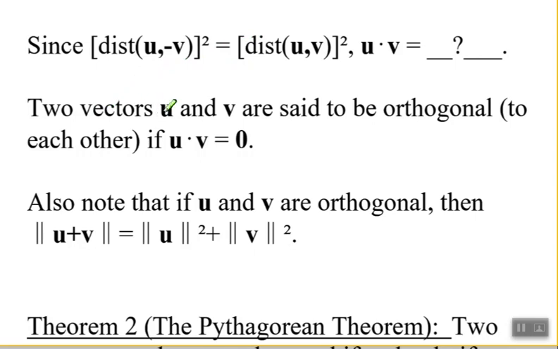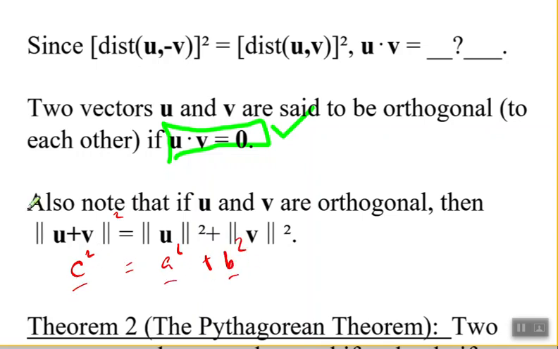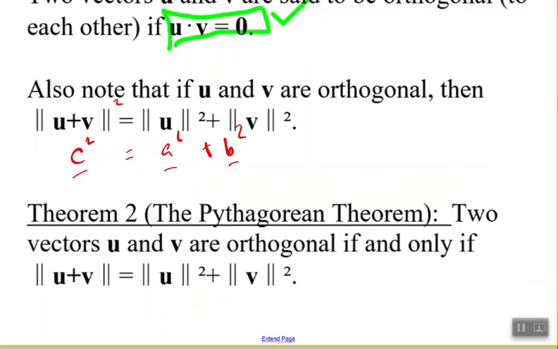So if u and v are said to be orthogonal, this is what I'm going to use most of the time: just do the dot product. Does the dot product give us 0? That's going to be an important check we're going to use again and again. They're also going to be orthogonal if c squared is equal to a squared plus b squared. So if those are legs, then that will be the only way we can get the hypotenuse, right?